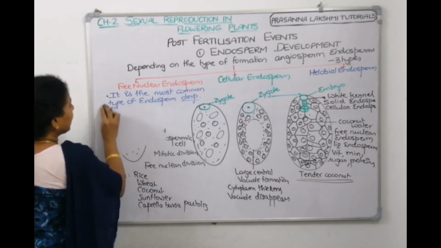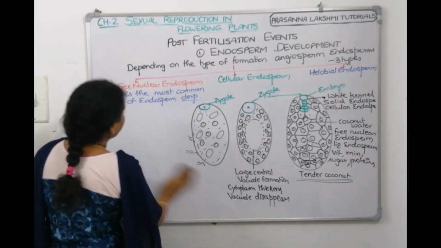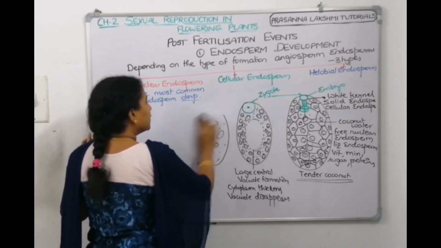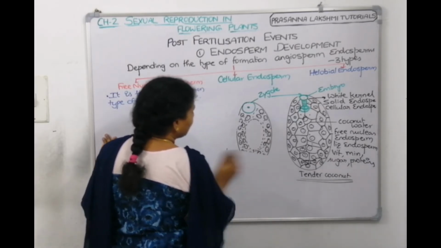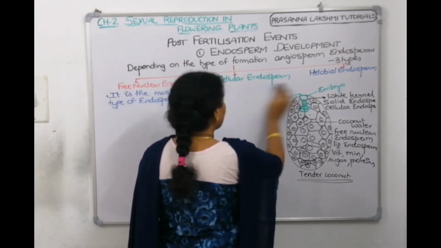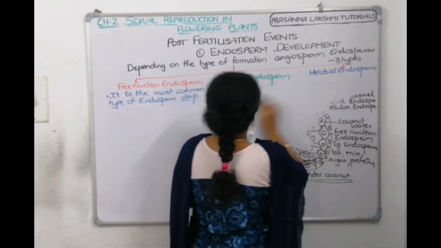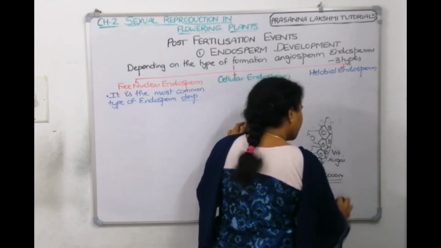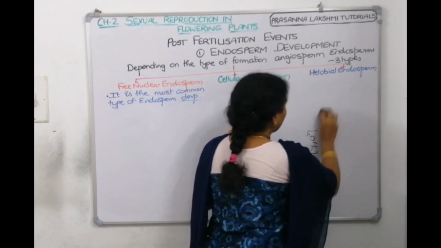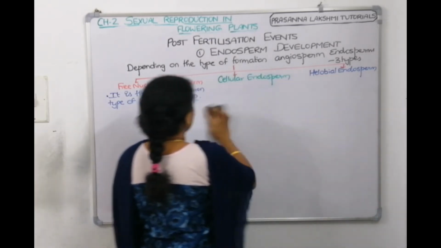Can we see the second type of endosperm development, which is called cellular endosperm development? In free nuclear endosperm development, the first divisions are nuclear divisions only. 1 nucleus became 2 nuclei, 4 nuclei, 8 nuclei. Later on, after a very long time, they became cellular endosperms. But here, in cellular endosperm formation, the first division itself is cellular, meaning karyokinesis and cytokinesis proceed simultaneously.